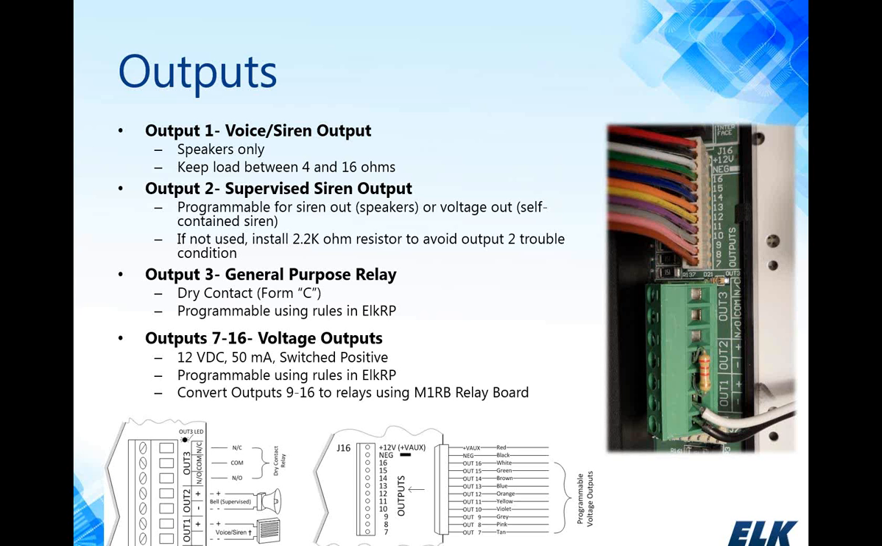Output 3 is a general purpose Form C relay. It's programmed using the ELK RP rule engine, and you can use it to control other 12-volt DC devices, maybe from a secondary power supply. It's 12-volt DC rated at 4 amps.